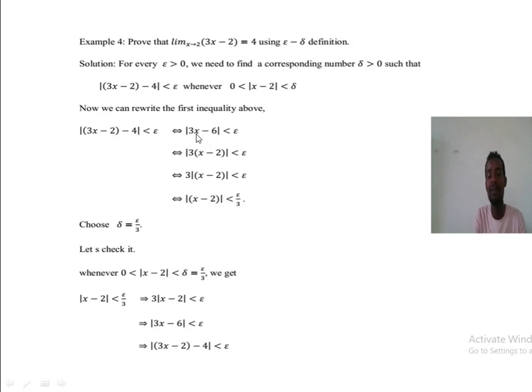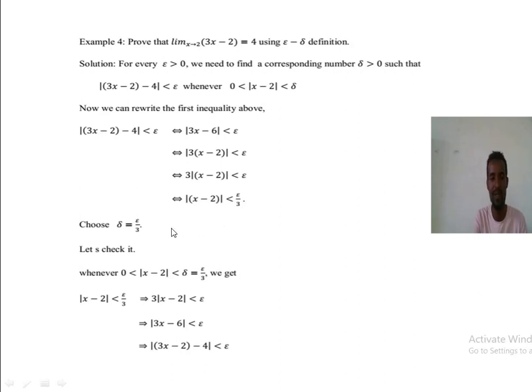Again, here we have a common 3, so that we have absolute value of 3 into x minus 2 is less than epsilon. But the absolute value of 3 is 3, so we have 3 times absolute value of x minus 2 less than epsilon. Dividing both sides by 3, we have that absolute value of x minus 2 is less than epsilon over 3. Then compare the left and the right hand sides. Then our delta becomes what?